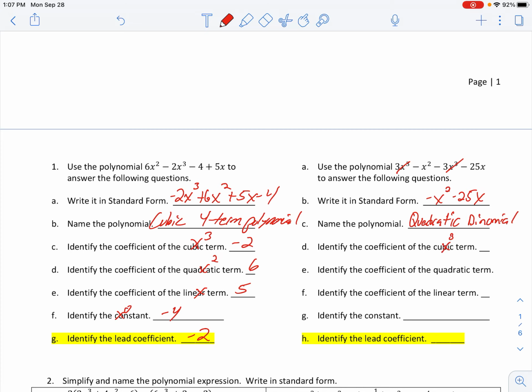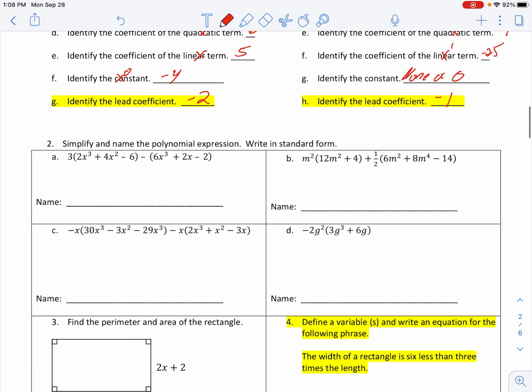Coefficient of cubic term. I did not have a cubic term because it dropped out. You can either say none, or you could say, well, there technically is a 0 there because 0 times anything is 0, so it drops out. Quadratic term, x squared, so in this case it's -1. Same thing on the linear term, x to the first, which in this case is -25. And I don't have a constant. There's no +5, there's no +6 at the end, so you can say none or you could say 0. The lead coefficient is the number out front of standard form, which in this case is -1.